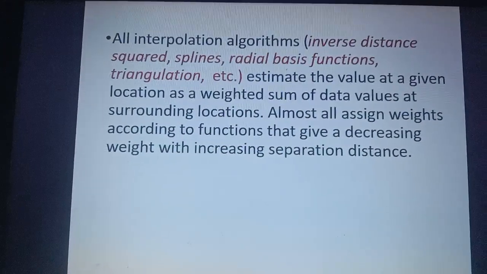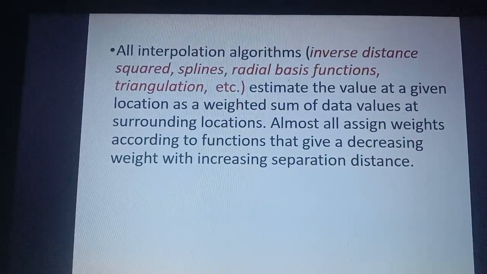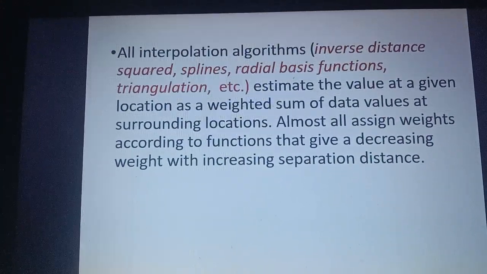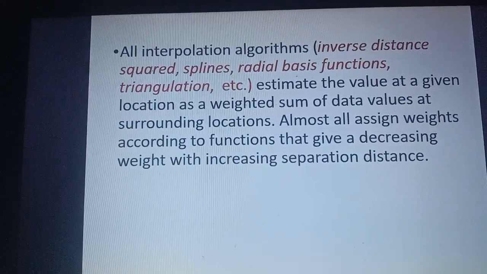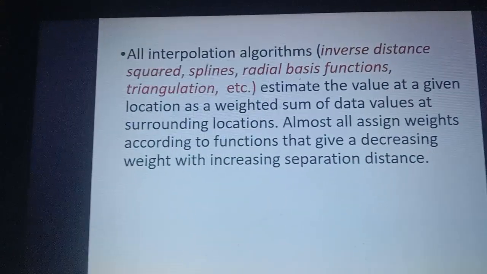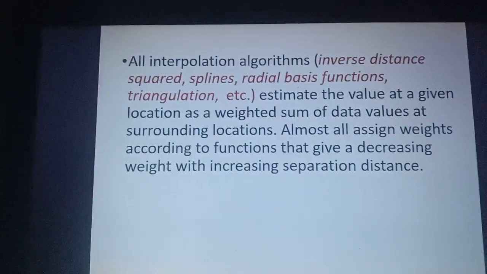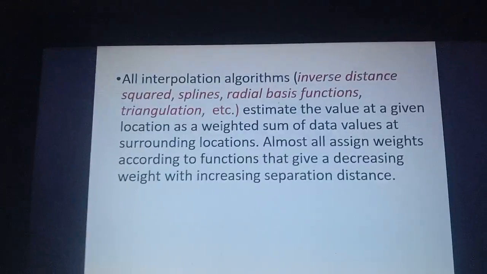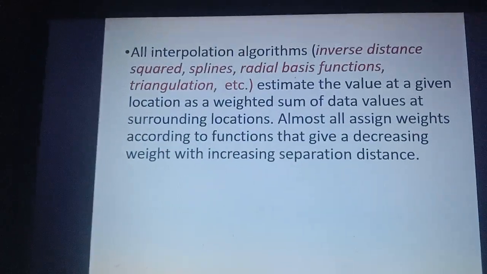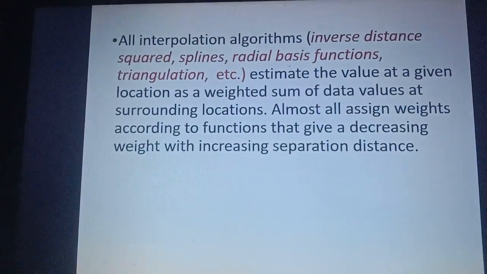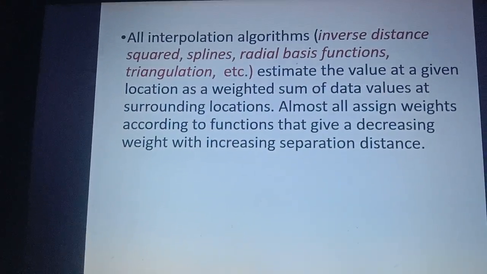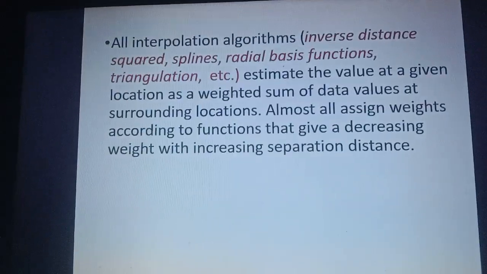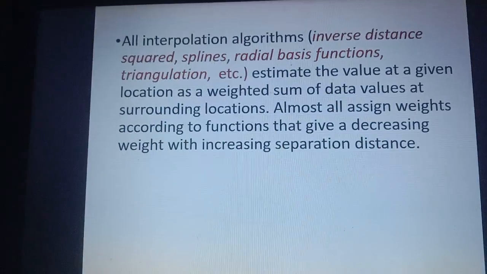In addition to inverse distance, which is a very simple and fundamental process, we have spline, radial basis functions, all sorts of different algorithms. In addition to the deterministic types of interpolation, we have a probabilistic or statistical type of interpolation called Kriging. Kriging is based on the concept of geostatistics or variogram.